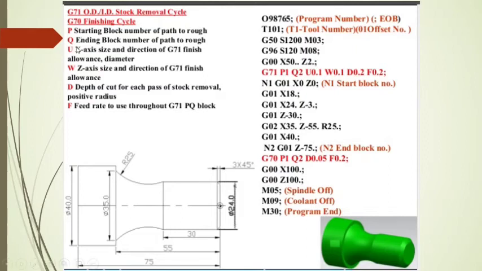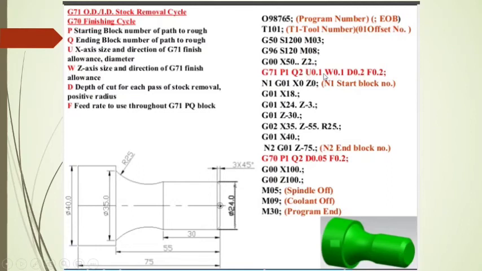Here P, Q, U, W, D and F, these are the different parameters required for specifying stock removal cycle, where P indicates the starting line of the cycle. So this P1 indicates that the program will start at line number 1. So here is the line number 1, and Q2 indicates that the CANT cycle will end at line number 2. So here is the line number 2. So CAN cycle will be performed for these many dimensions which are inside in between N1 to N2.